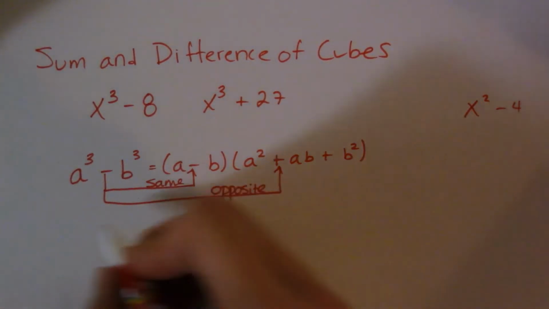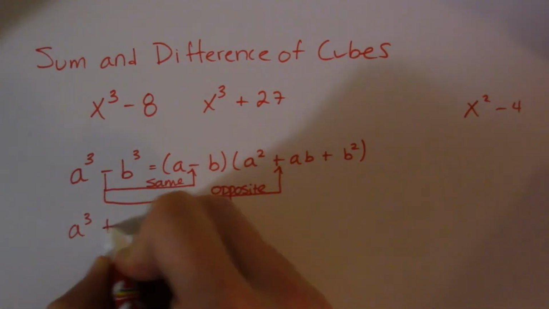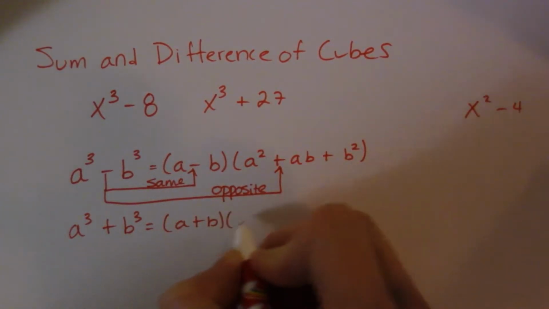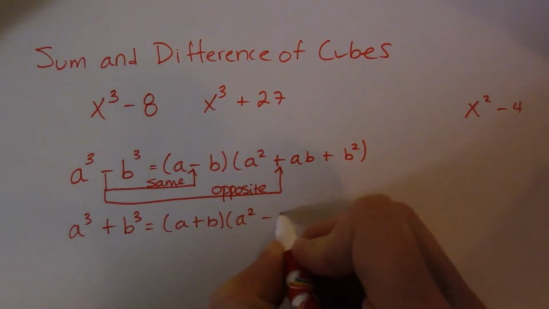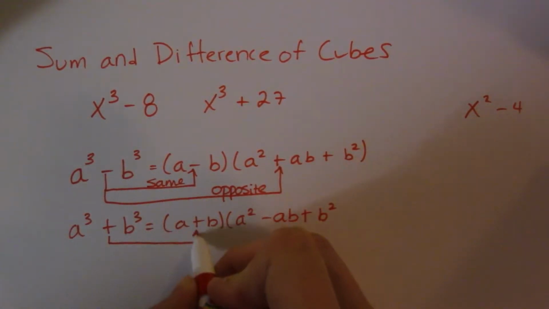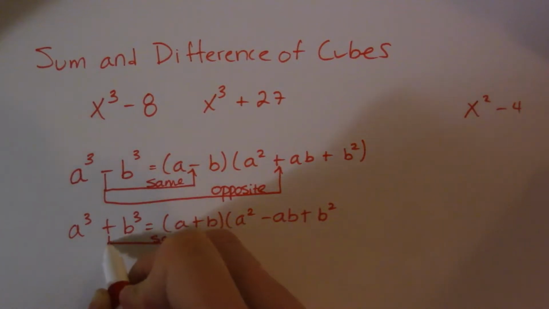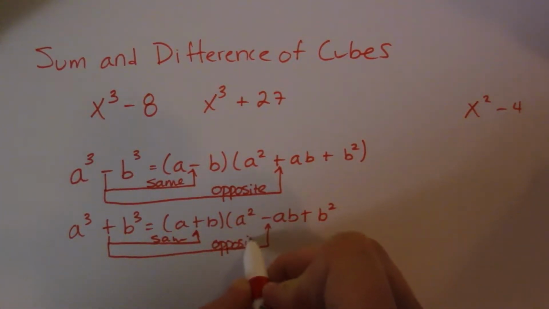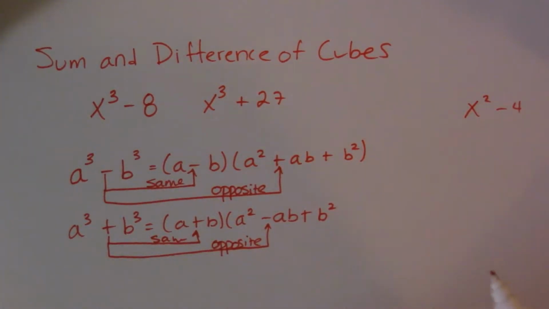It's the same thing if you have sum of cubes. If you have a plus b cubed, it's going to be a plus b, a squared minus ab plus b squared. So these guys are the same. These guys are the opposite. It always works just like that. So let's see an example.